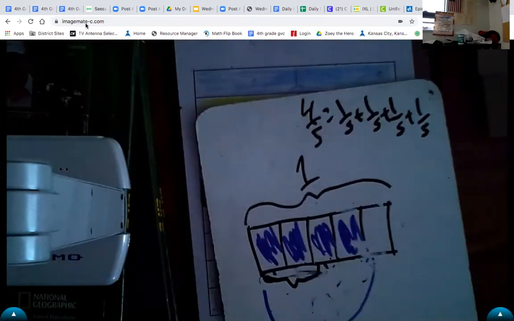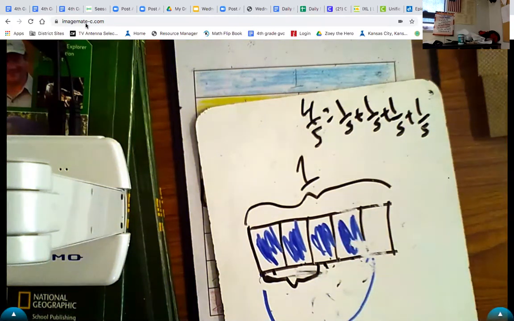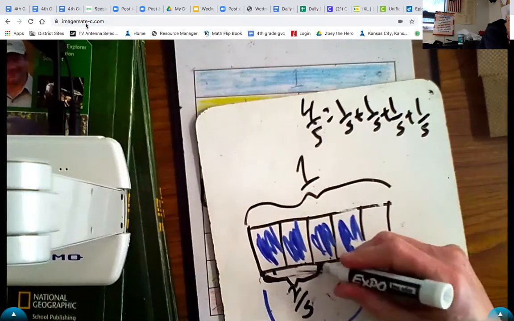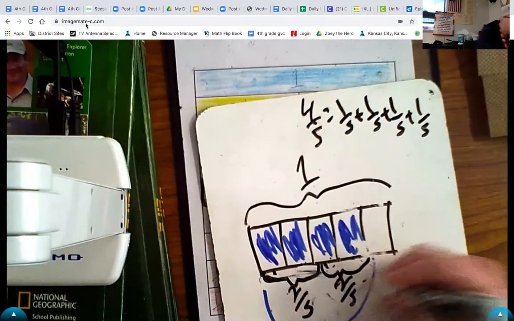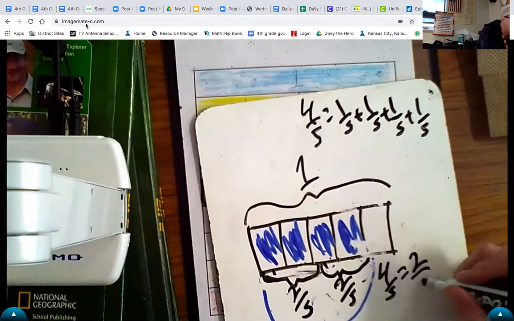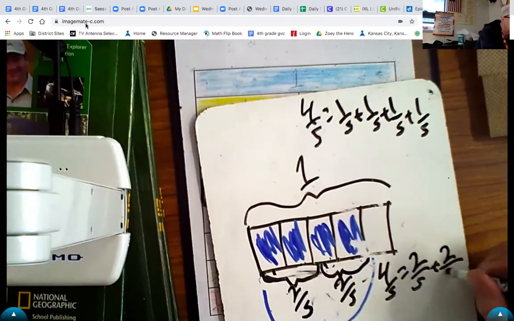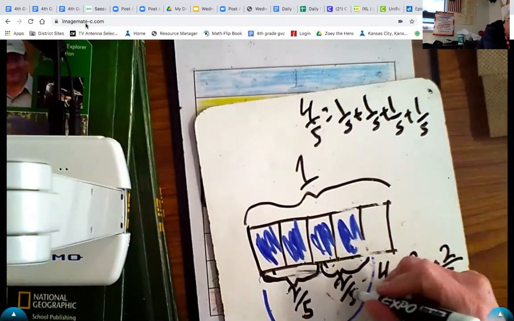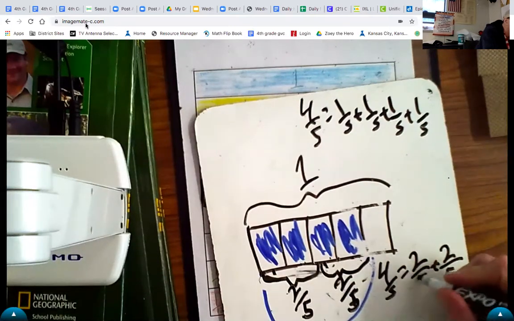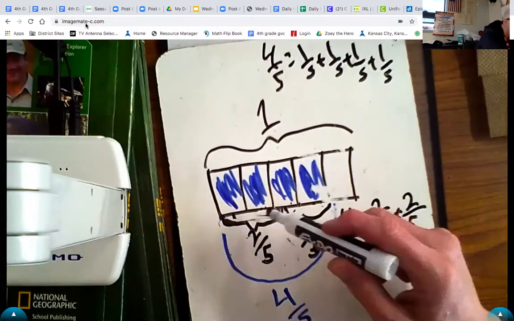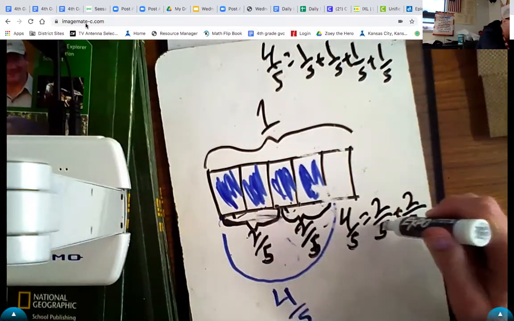Let's get the lights on. So we got 2/5 here, and we've also got 2/5 there. So that shows that 4/5 equals 2/5 plus 2/5. So that's the second way we can decompose it. We can have 2/5 here and 2/5 here. So 4/5 equals 2/5 plus 2/5.